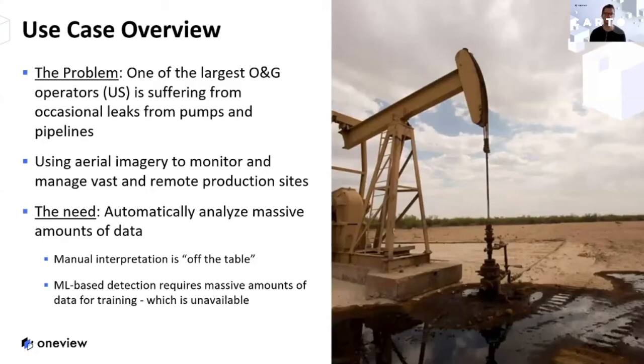One of the largest oil and gas operators in the US is suffering from occasional leaks from the oil pumps and from the oil pipelines. They have a vast network of remote sites spread across the US that they are trying to monitor using a manned aircraft and analyzing the images that were captured by it. Since there is a huge amount of data flowing in every day, manual interpretation of all of the data is not feasible. They have also tried machine learning methods, but they didn't have enough data to train their models because the appearance of those leaks is quite rare.